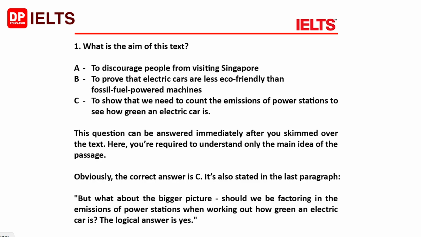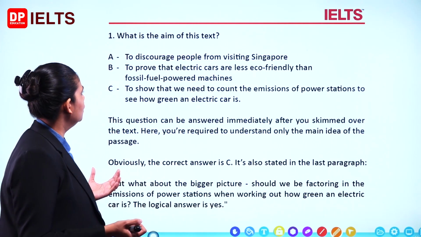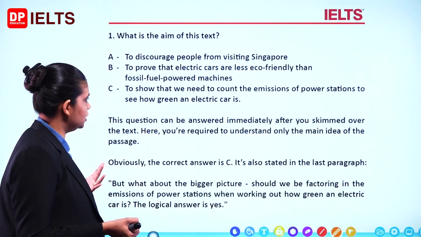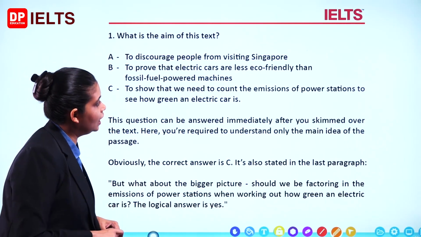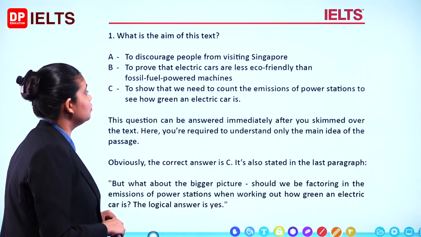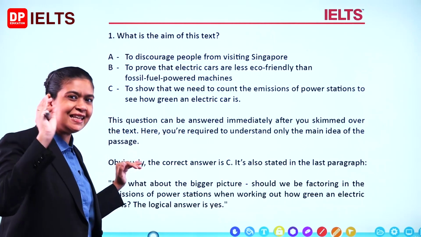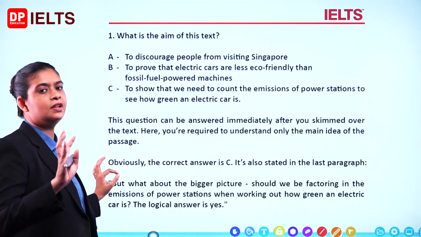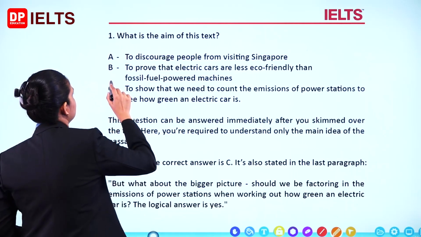What is the main aim of the text? To discourage people from visiting Singapore? Really? Not really, no. To prove that electric cars are less eco-friendly than fossil fuel powered machines? Let's see the third one. To show that we need to count the emissions of power stations to see how green an electric car is, right? So this question can be easily answered if you had skim-read the text. You are only trying to understand the main idea of the text, and obviously the correct answer is C.